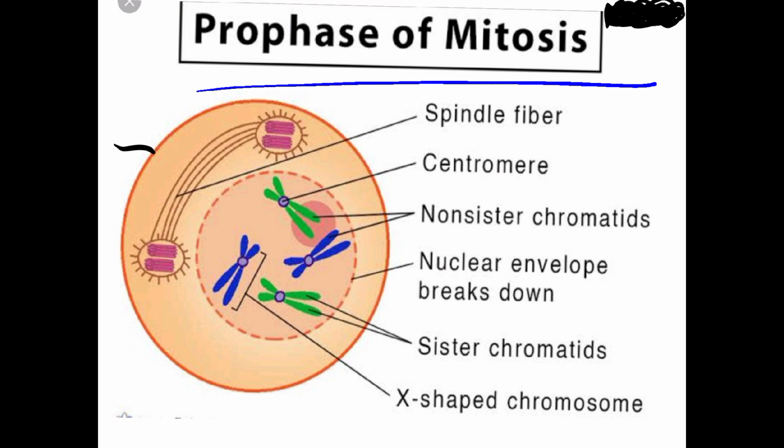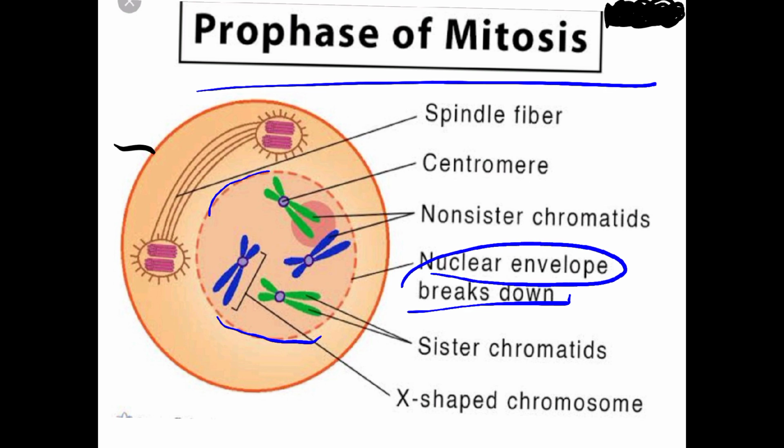See here how the spindle fibers are moving to the opposite poles, and see here that the nuclear envelope is breaking down. As the nuclear envelope breaks down, the chromosomes enter into the cytoplasm of the cell. Actually, what is the shape of the chromosome? The shape of the chromosome is X-shaped.